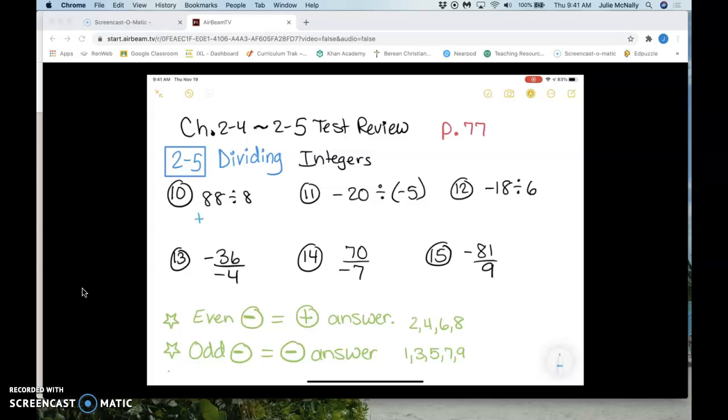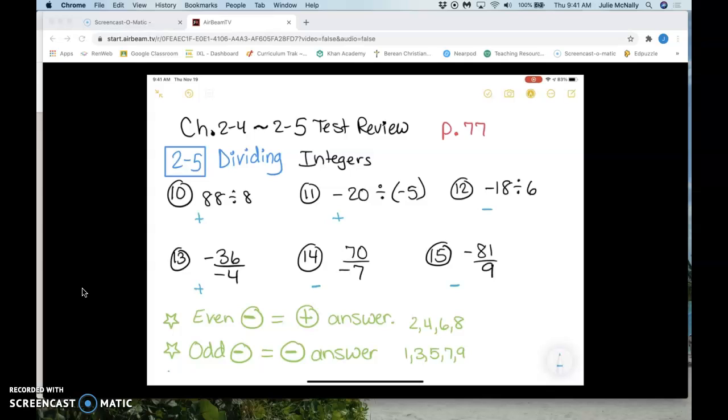Good. Number 11. Positive. Good. 12. Negative. 13. Positive. 14 is negative. Good. Nice work. Okay, so now let's go back and do the math.